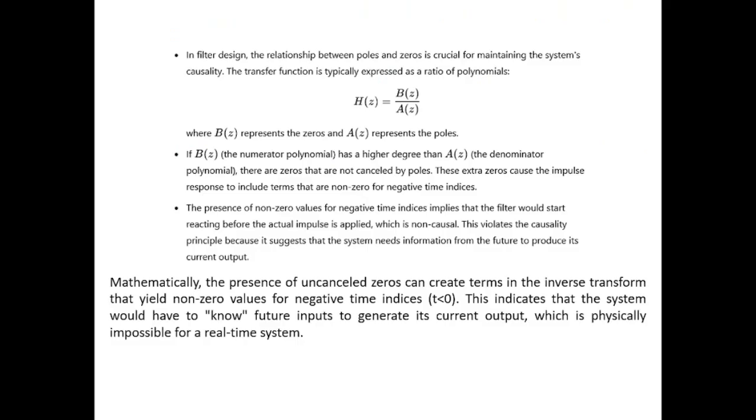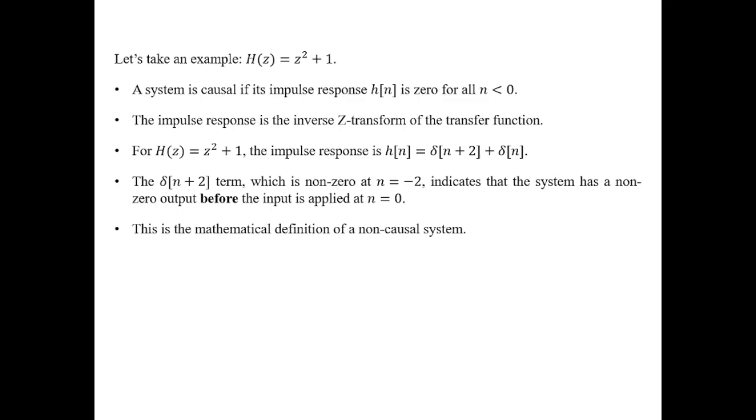So this is what has been told over here in all these slides. Again, let's take an example. We have H(z) equals z squared plus 1. A system is causal if the impulse response h[n] is 0 for all n less than 0. The impulse response is the inverse z transform of the transfer function. So for H(z) equals z squared plus 1, the impulse response is h[n] equals delta[n+2] plus delta[n].